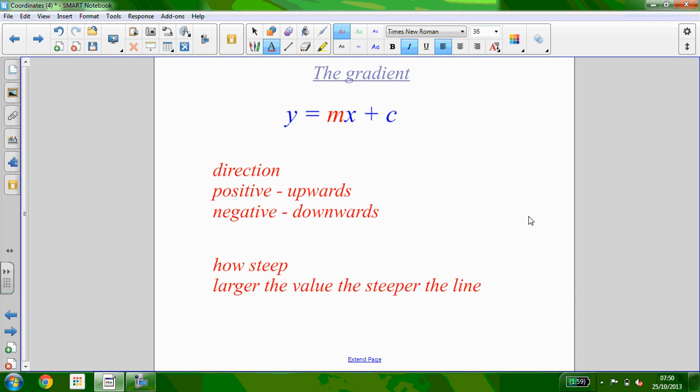This means that a line with a gradient of 2 will not be as steep as a line with a gradient of 3. Equally though, a line with a gradient of -5 will be steeper than a line with a gradient of 2. The 5 is bigger than the 2, which tells us that it's going to be steeper. The negative bit just tells us that the line with a gradient of -5 will slope downwards, whereas the line with a gradient of 2 will slope upwards.